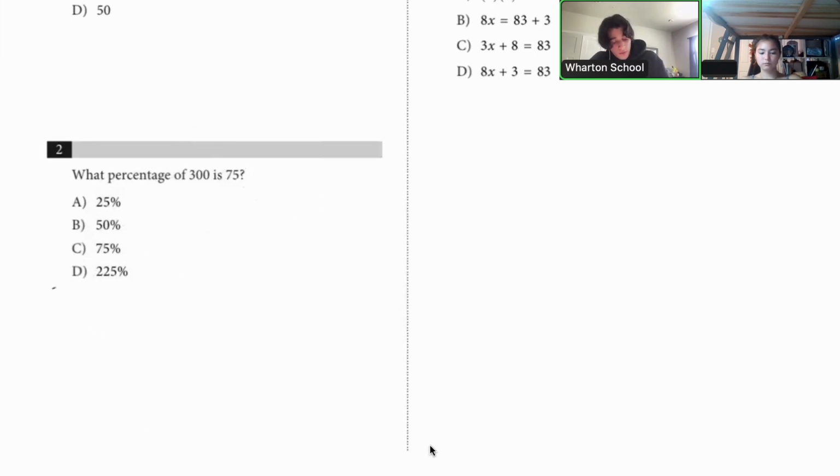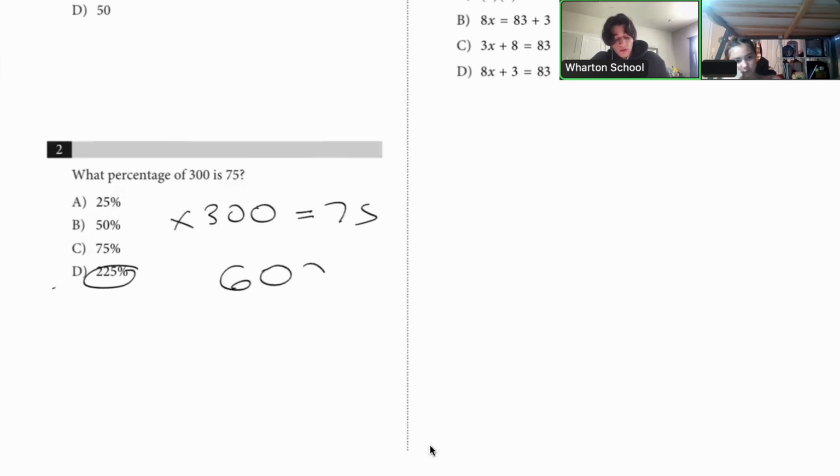the question is asking what percentage of 300, so let's just put it as an x. X times 300 is equal to 75. Doing 225% would mean you're multiplying 225% times 300, which is going to give you a greater number, like 600. It's going to be around greater than 600, right? 75 is so much smaller than 600.